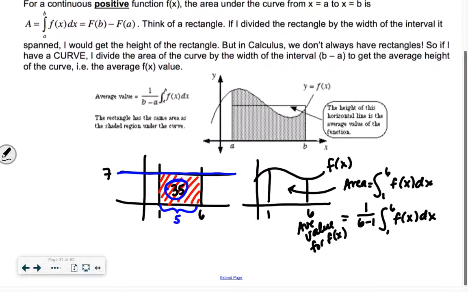Okay, and that average height would be somewhere in between the highest point and the lowest point. It would be somewhere in here. Right? So you're going to have things that go above it, you're going to have things that go below it, and your average height is going to be somewhere between it. Does that make sense? Okay. All right, so that's the average value of a function.